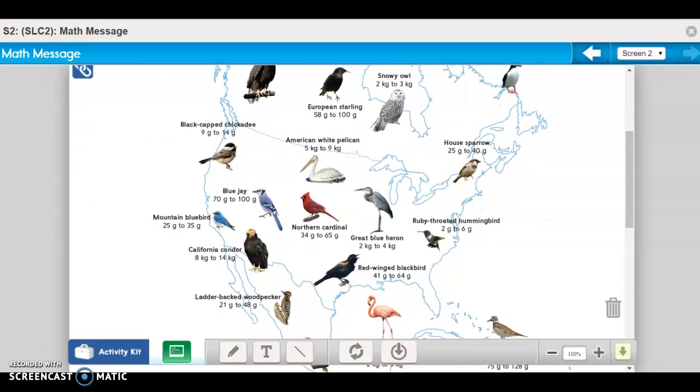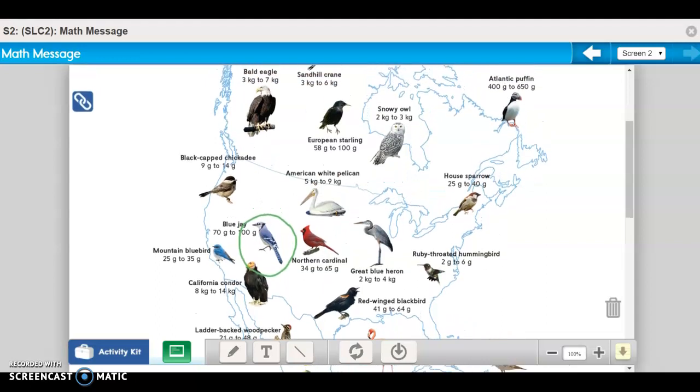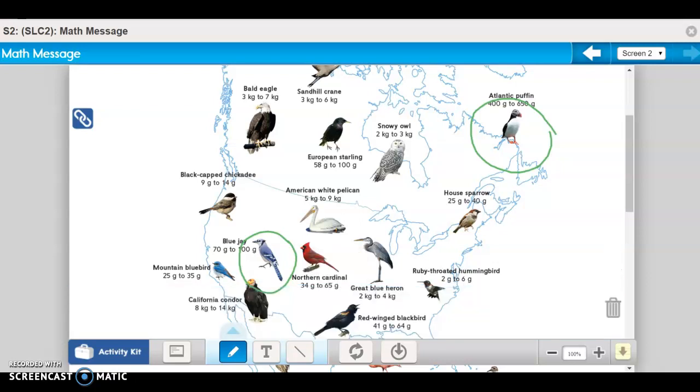If you look, the blue jay, I'm going to get my pen so I can circle them. The blue jay is right here in the western United States, and the Atlantic puffin is over here in northern Canada. So there they are. Now let's look at their masses. I see that the blue jay has a mass in a range from 70 grams to 100 grams, and the Atlantic puffin has a mass of 400 grams to 650 grams.